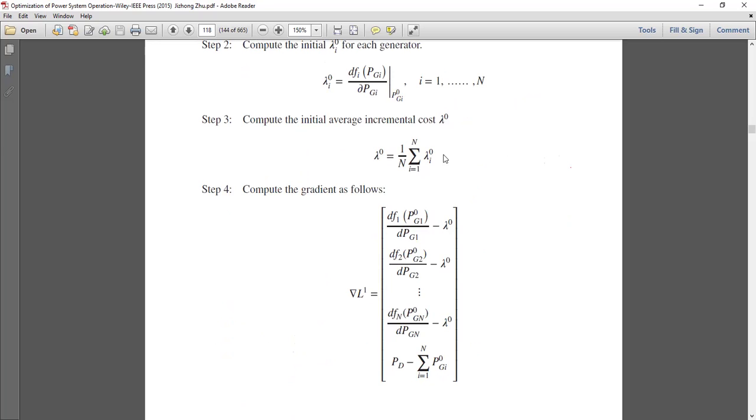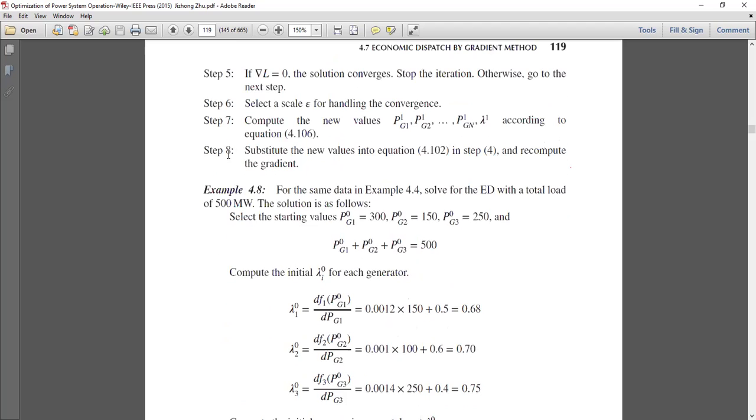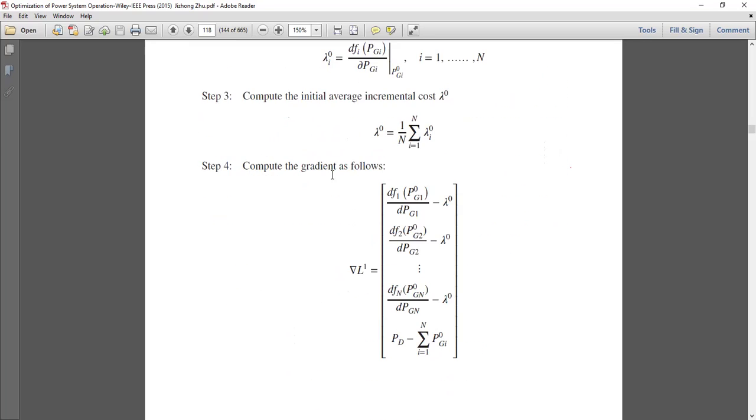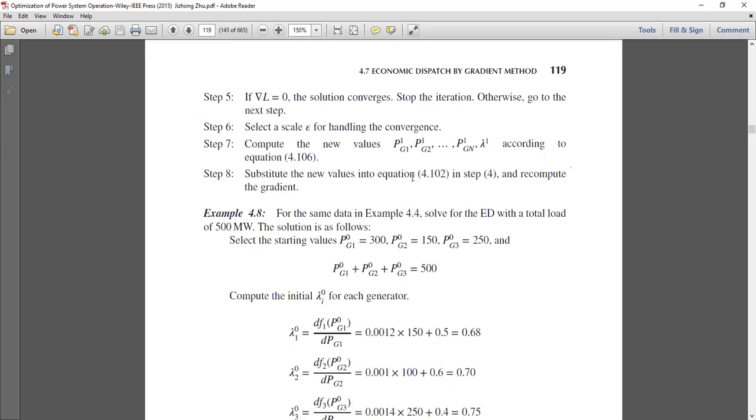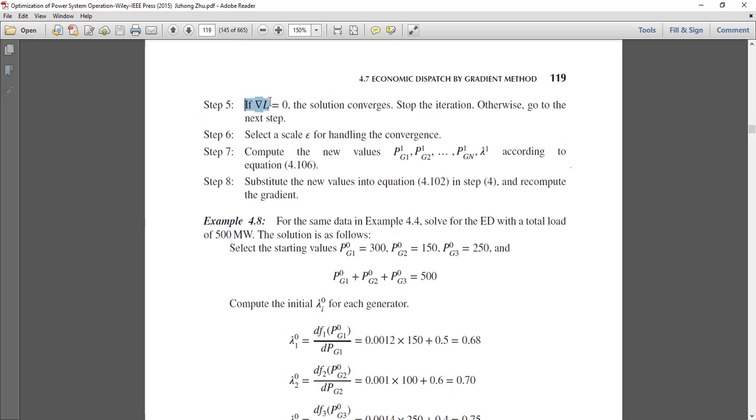You don't have to go through these steps again because that averaged lambda 0 value has already been done for the first initialization step. So after the initialization is done, in the iterative loop, from step 8, you should come back to step 4. Okay, and this will continue until and unless this is satisfied.